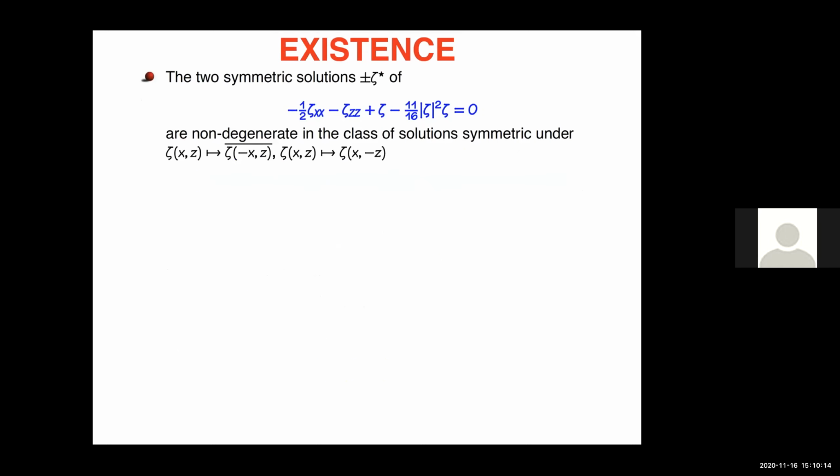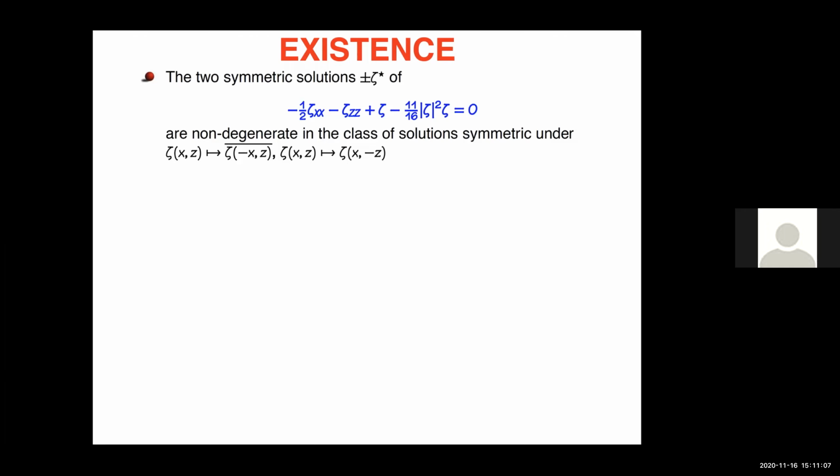So here comes the conclusion. Think back to what we know about the nonlinear Schrödinger equation. It has two symmetric solutions, plus or minus zeta star, which decay exponentially to 0 as x and z go to infinity. And in fact, these solutions are in the class of symmetric solutions. Symmetric means invariant under the transformations you can see here, changing x to minus x and zeta to its complex conjugate, and changing z to minus z. Non-degenerate means that the linearization of the equation at those solutions has a trivial kernel in this class of functions, and that was proved by Chang et al. in 2007.